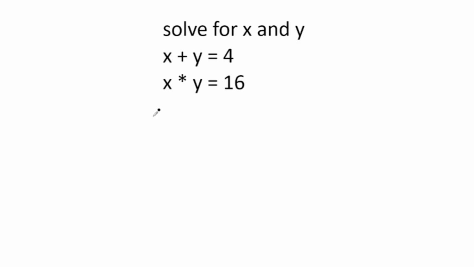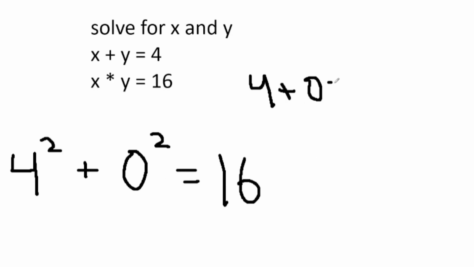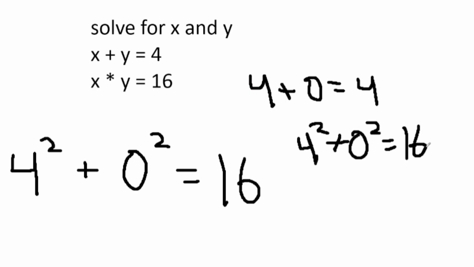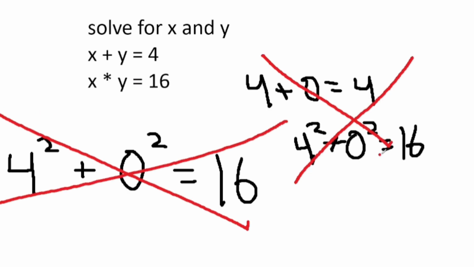Now you may think the only way this can work is if we have some kind of 4 squared plus some kind of 0 squared is equal to 16. 4 plus 0 equals 4. And 4 squared plus 0 squared equals 16. Now you may think this is correct, but this is not the right answer, and we will go over why.